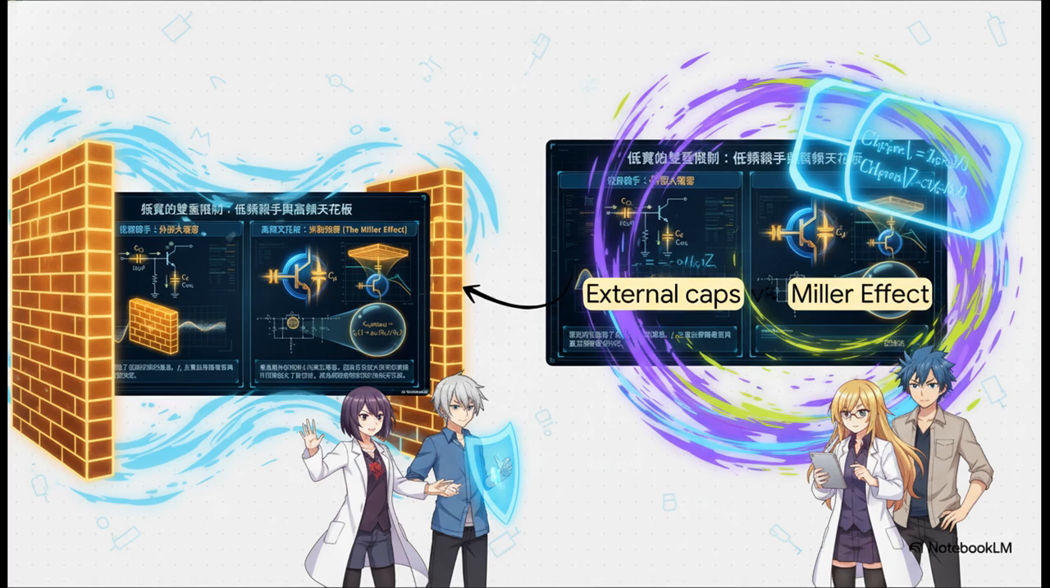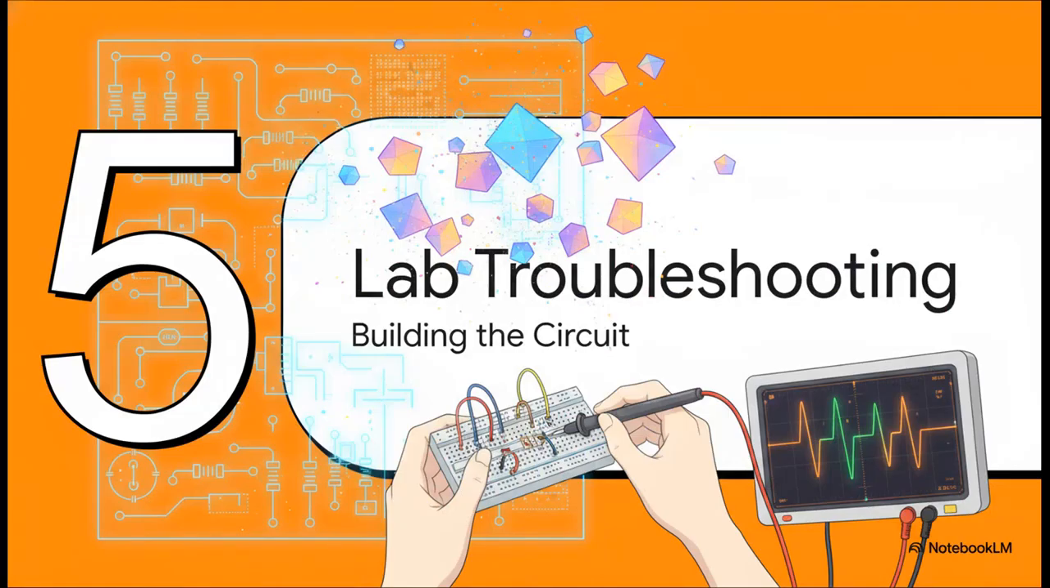That is the Miller effect. You see, there are these tiny, unavoidable parasitic capacitances baked right into the physical silicon. And they get multiplied by the amplifier's own high gain, effectively creating a massive phantom capacitor at the input that just swallows high-speed signals whole. Wild, right? All right, final stretch.